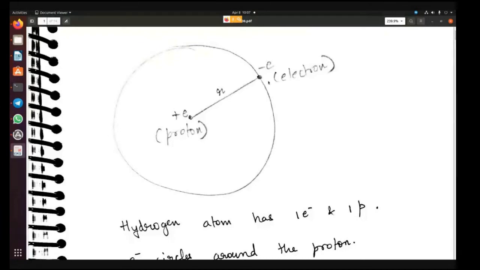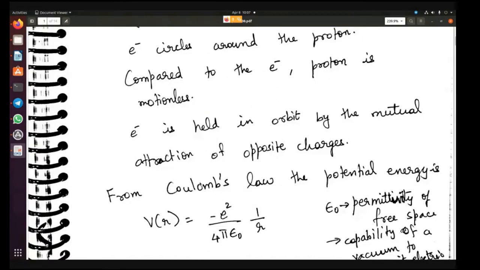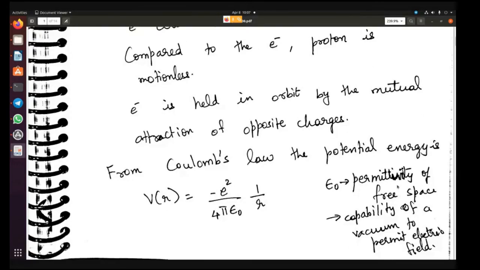So there is a potential that the electron is feeling because of the proton. And what is that potential? That potential is the Coulomb potential. And it is given by minus e squared over 4 pi epsilon naught, into 1 by r. Okay, so this epsilon naught is the permittivity of free space. Basically, it means how much electric field a vacuum can permit. So that is what this quantity will give you. e is the charge, right? And 4 pi is some constant, and 1 by r.